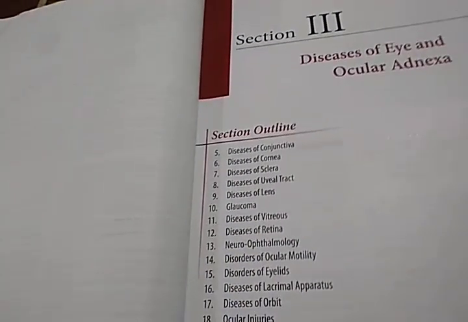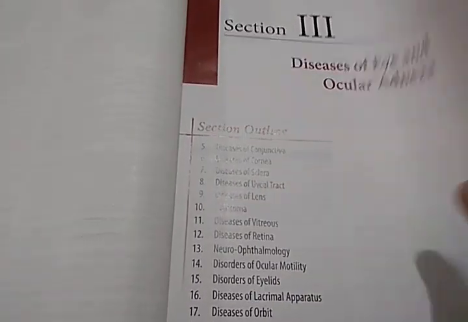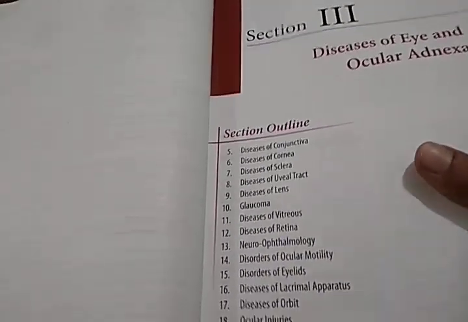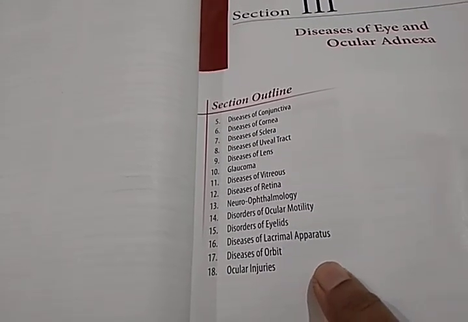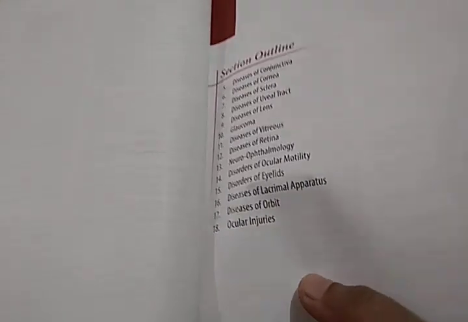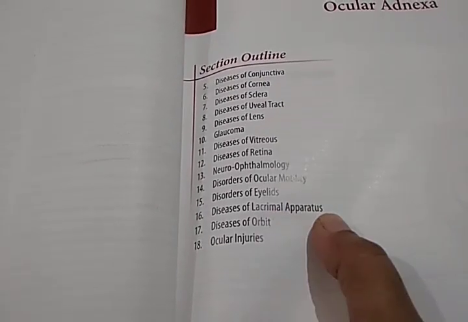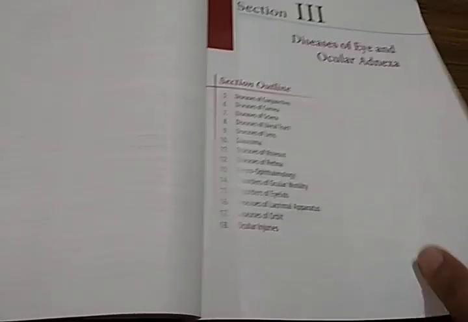Coming to section 3, guys, this is diseases of eye and ocular adnexa. Here they are talking about conjunctiva, cornea, sclera, uveal tract. Uveal tract will have the iris, the choroid, ciliary body. Those three will form the uveal tract. Then you have the lens. They will talk about cataract there. Then you have glaucoma, right? Vitreous, retina, neuro-ophthalmology, ocular motility, all those muscles that help in the movement, right? Eyelids, all the chalazion, hordeolums, all those. Stye, lacrimal apparatus, which secretes the tears, orbit, ocular injuries. So all that they are covering here.